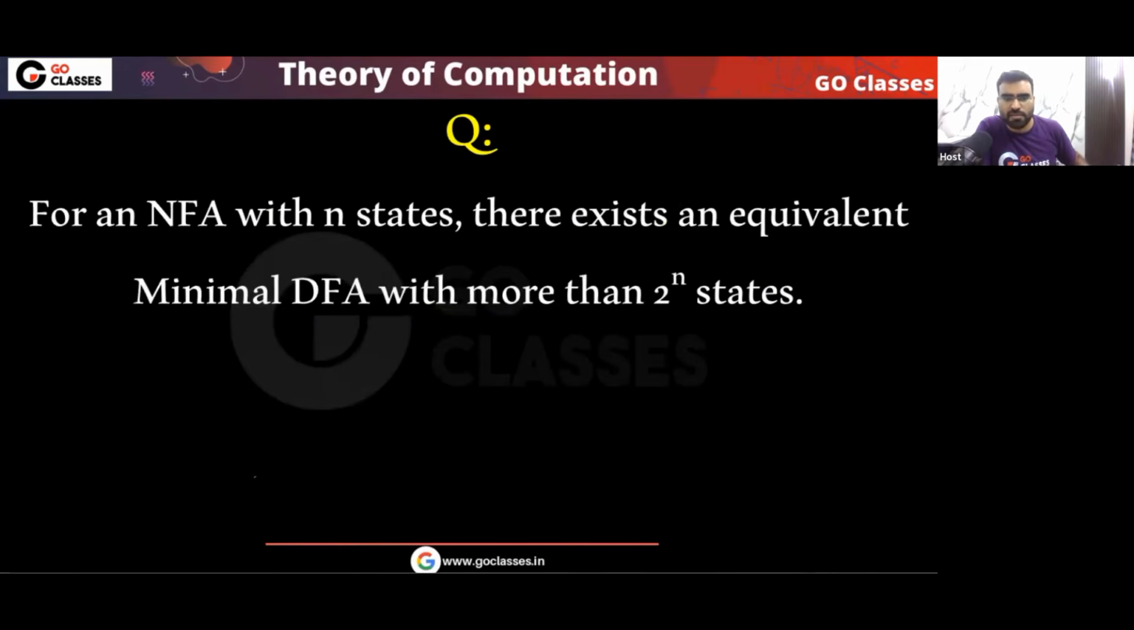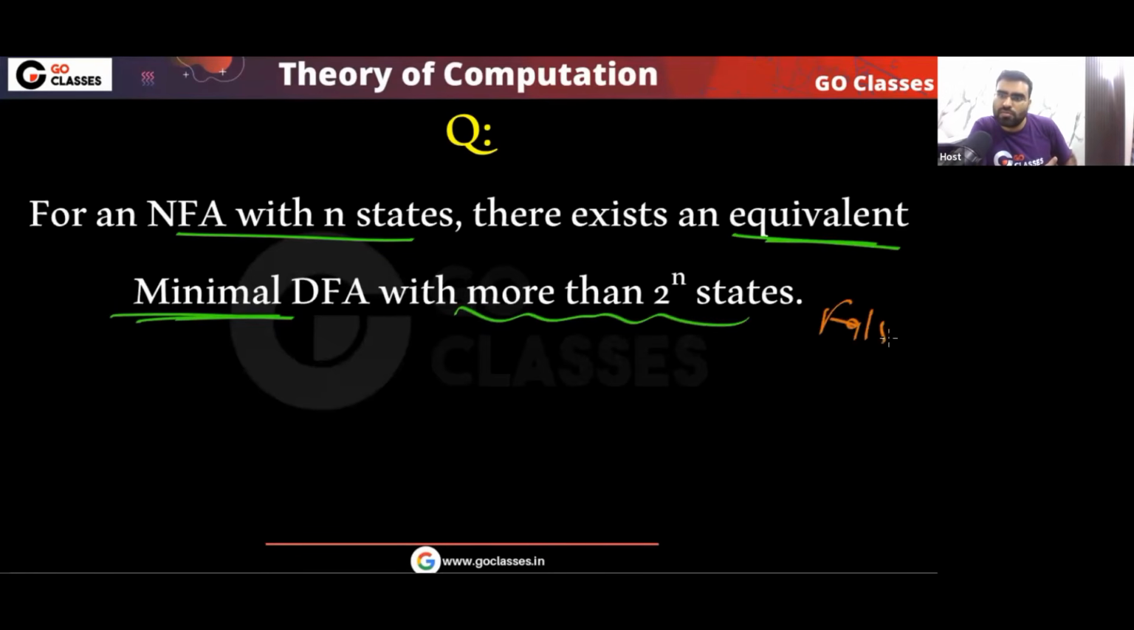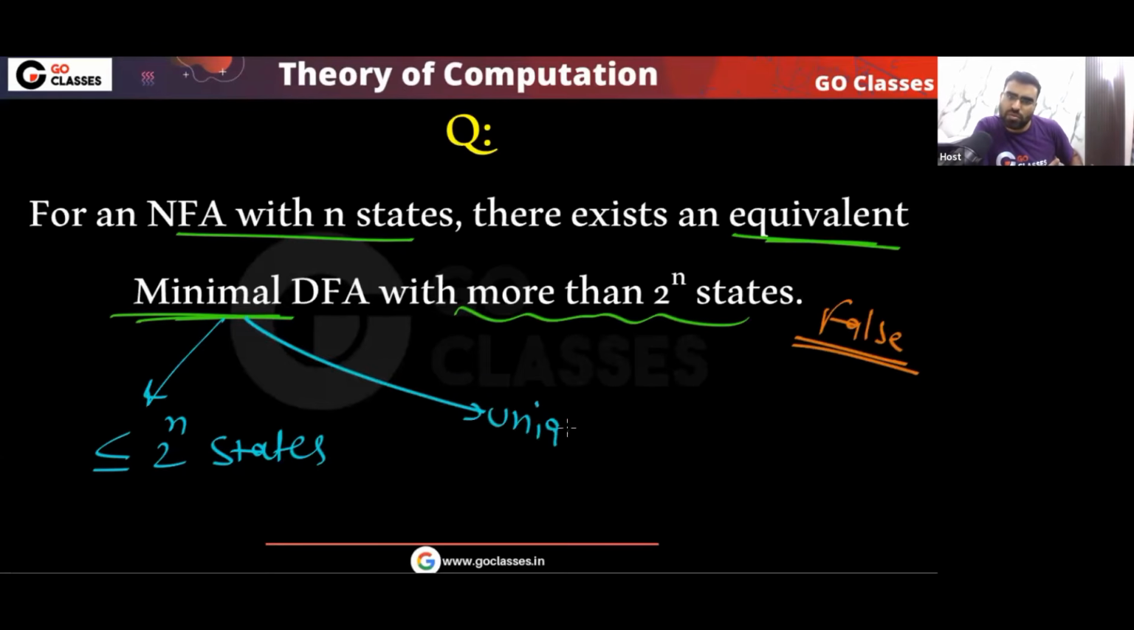Please tell me, did you understand? Let me know the answer for this question. For an NFA with n states, there exists an equivalent minimal DFA with more than 2 power n states. This statement is false, because the equivalent minimal DFA will have a maximum of 2 power n states. And this is unique also, so you cannot create more than one minimal DFA. The minimal DFA is unique and it will have a maximum of 2 power n states.